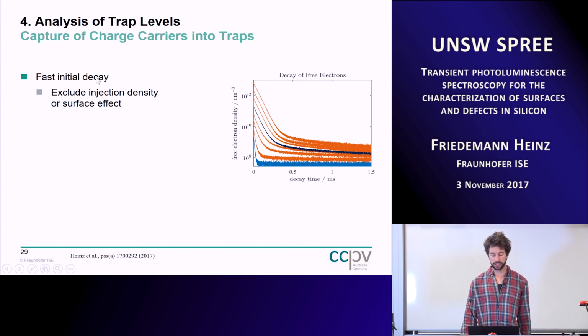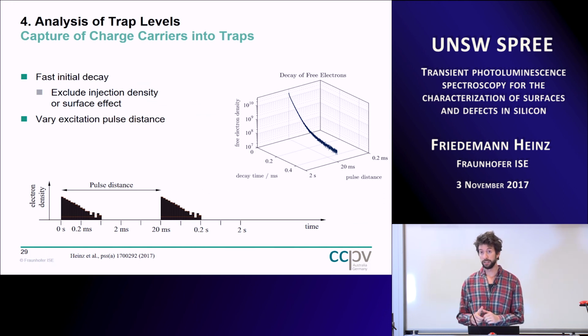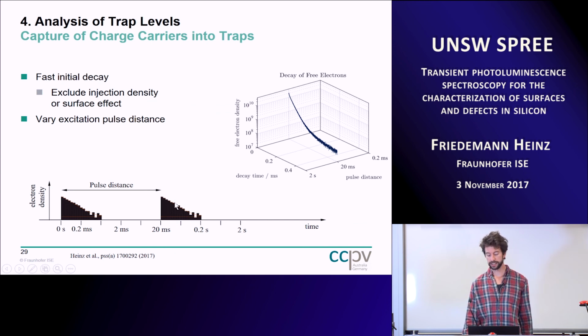Now, in the next point, I wanted to exclude injection density effects and also surface effects. It could be possible that this fast decay is due to some injection dependence of the surface. So I looked again at this dark blue curve up here, which was measured with a pulse distance of 2 milliseconds. Now I repeated this measurement, keeping everything the same, especially the pulse intensity, but I varied the pulse distance. With pulse distance, I mean here you can see we have a pulse, we have the decay, then after, for example, 20 milliseconds, that was the blue curve, we get the next pulse and then the next decay.